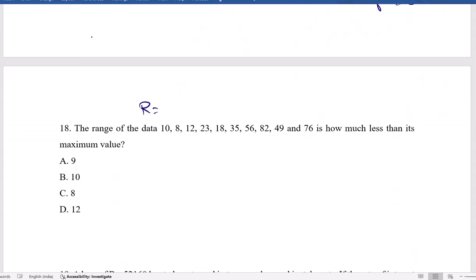Range is max minus minimum. Now the question is, range is how much less than the maximum? Range is less than the maximum by the minimum value. They are asking the minimum value. So the minimum value is 8. The question is indirectly asking the minimum value. Range value is how much less than the maximum is nothing but min.